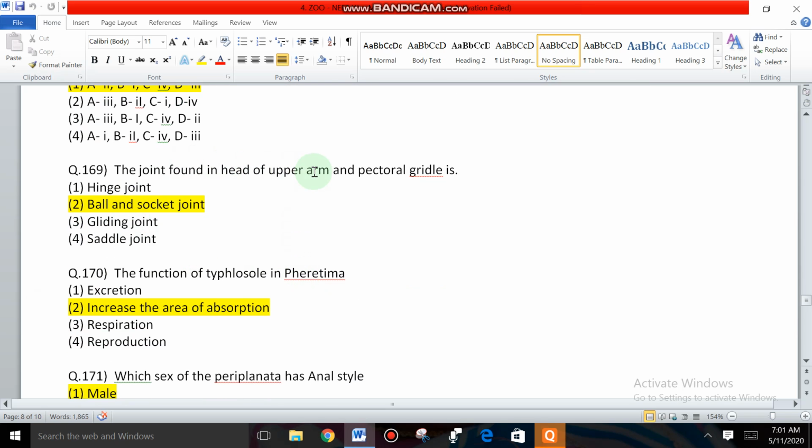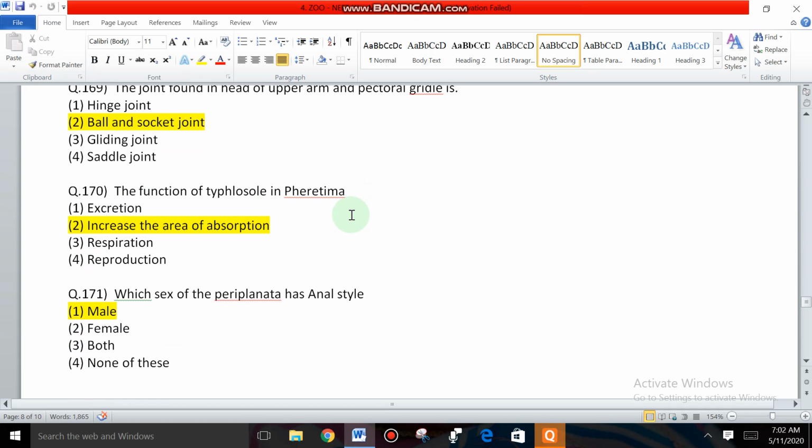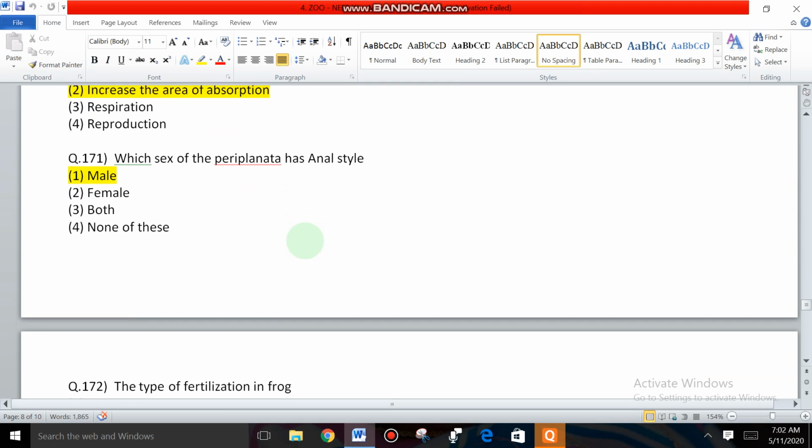The joint found in head of upper arm and pectoral girdle. So between the pectoral girdle and head of upper arm, the joint is called ball and socket joint, right? And the function of typhlosole in Pheretima. So what is the function of typhlosole in Pheretima? Whenever the intestine starts, from the first 15 segments, means from 15 to 26 segments of the intestine, the typhlosole is present. And for what purpose? Absorption, increasing the area of absorption, the typhlosole is present, right?